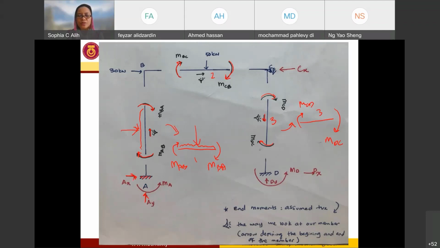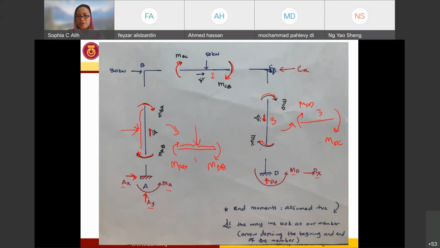This is the assumption of the direction of the reaction that I made in the beginning of my calculation, just in order for me to identify what are the reactions that I need to calculate. So other than my end moment, I also need to calculate AY, AX, and MA for support A. And for support D, since it is also a fixed end, I will have to identify and calculate DY, DX, and MD. So I have another 3 reactions on my support.